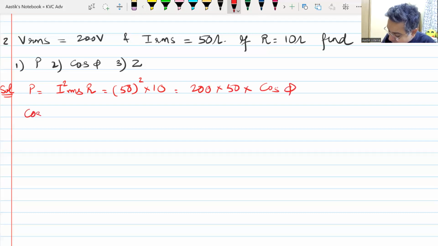Once you get the value of cos of phi, you can write it as r by z. You already know the value of r. You will get the value of z. Do we understand this? Yes, sir. Everyone understands this? Yes or no? Yes, sir. Shall we move ahead then?